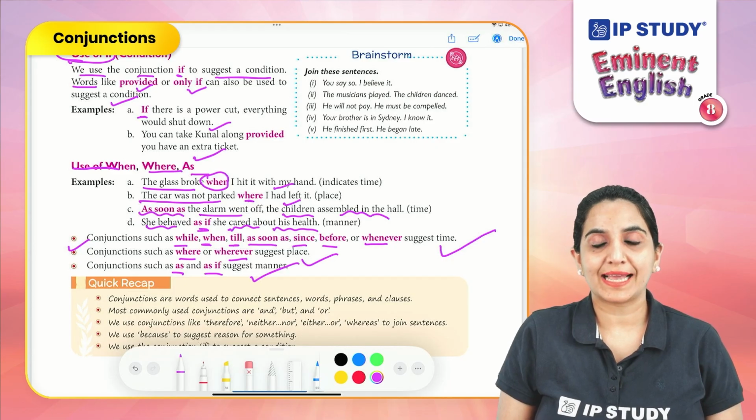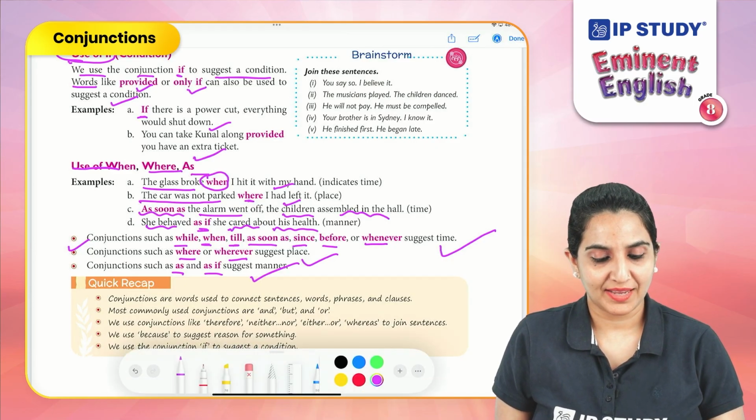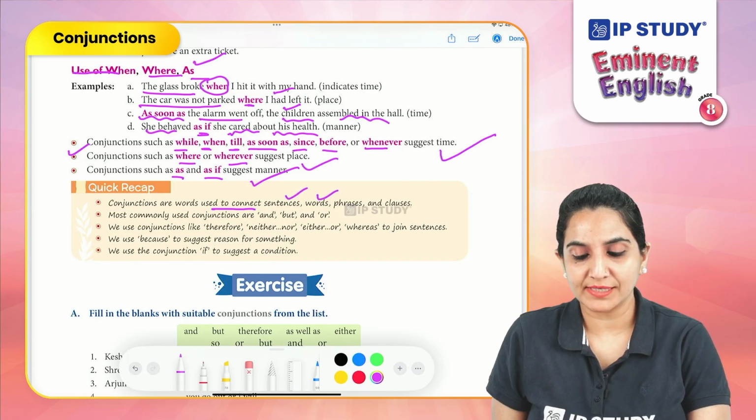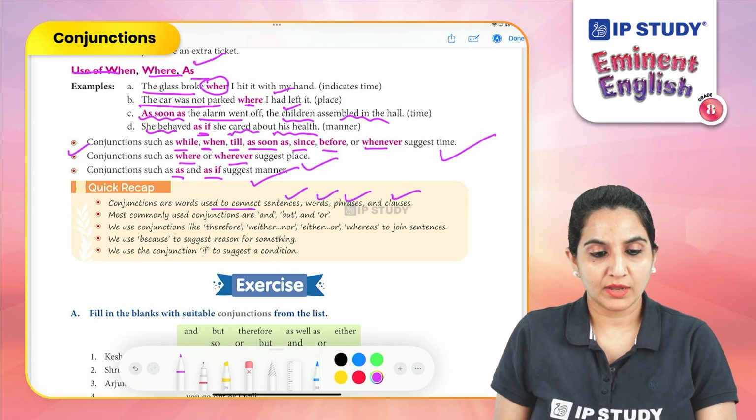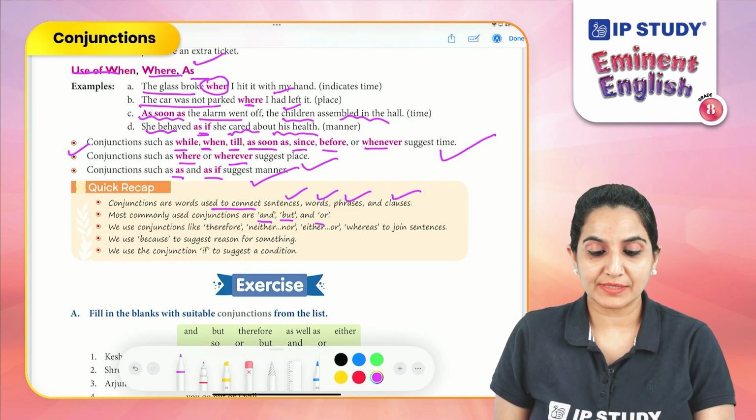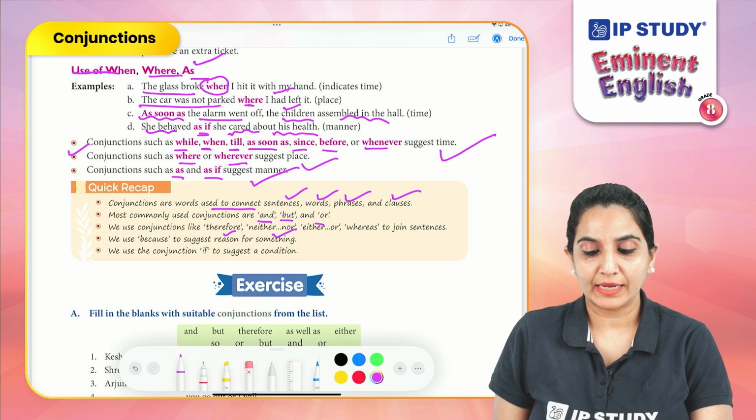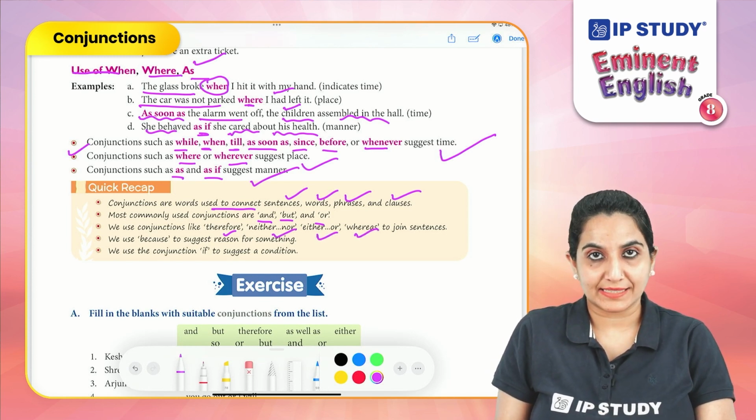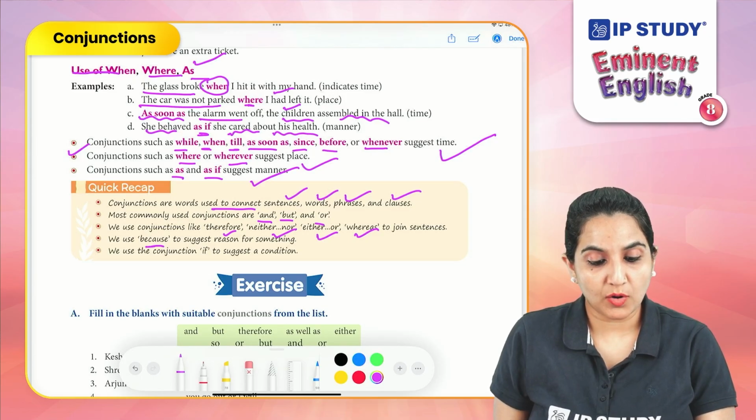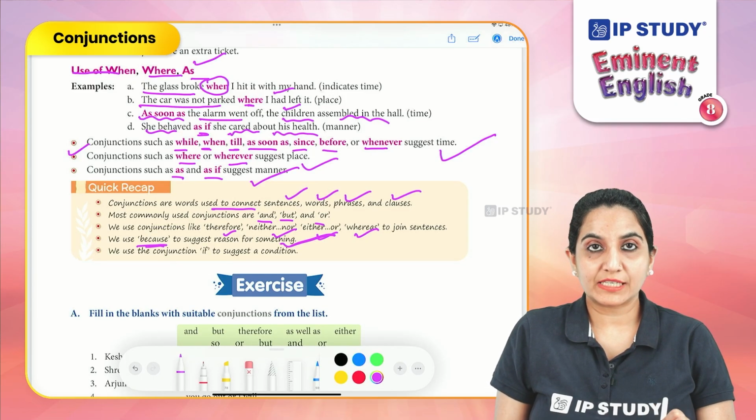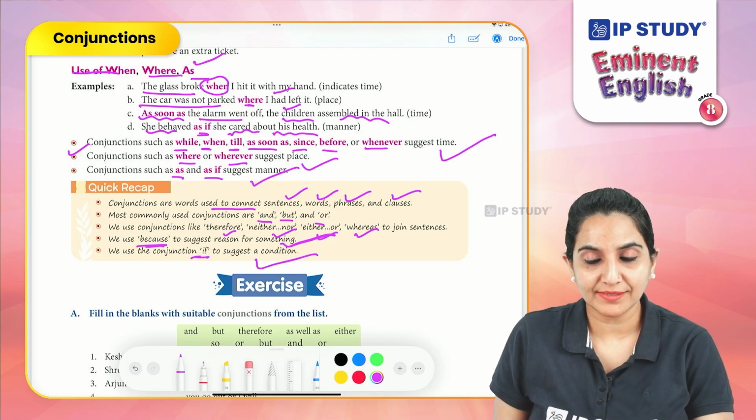Let us do a quick recap before we end this lesson. Conjunctions are words used to connect sentences, words, phrases, and clauses. Most commonly used conjunctions are and, but, or. We use conjunctions like therefore, neither nor, either or, and whereas to join sentences. We use because to suggest the reason for something. We use the conjunction if to suggest a condition.